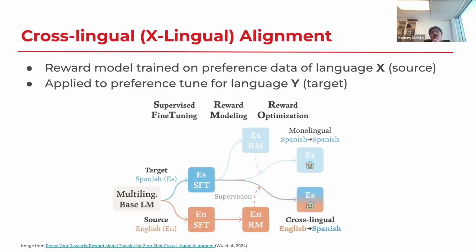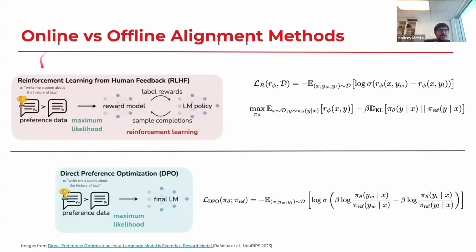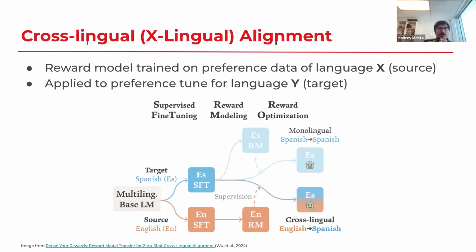So for alignment, I want to focus on this concept of cross-lingual alignment. And the reason why I'm focusing on this is because for alignment, you need these preference data sets. Just like all the struggles we had with IFT, the same struggles apply to curating preference data in languages apart from English. So what we want to do is use the preference data that is out there and use it to align models in multiple different languages.